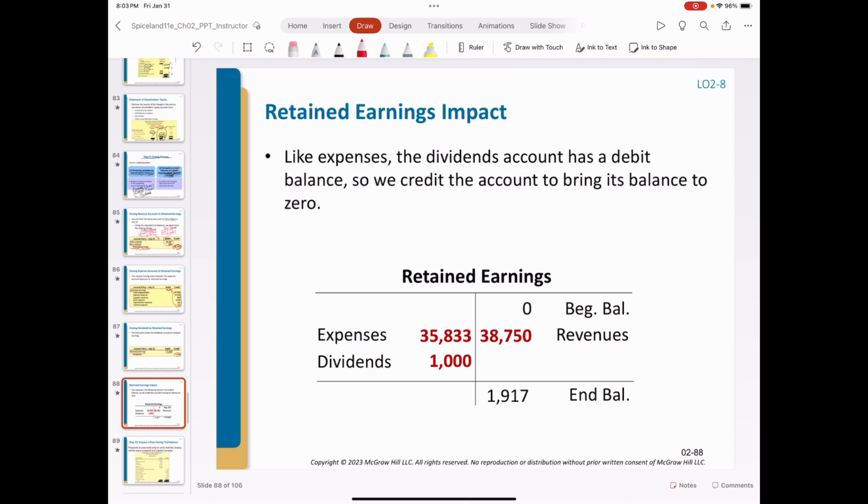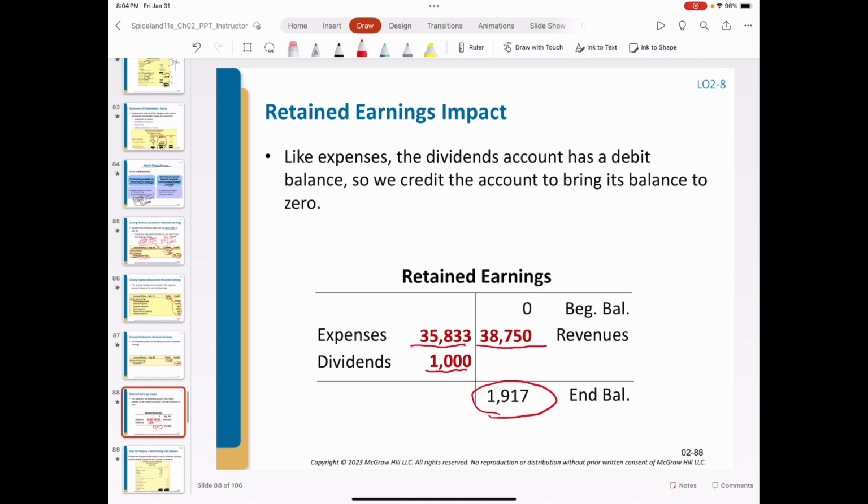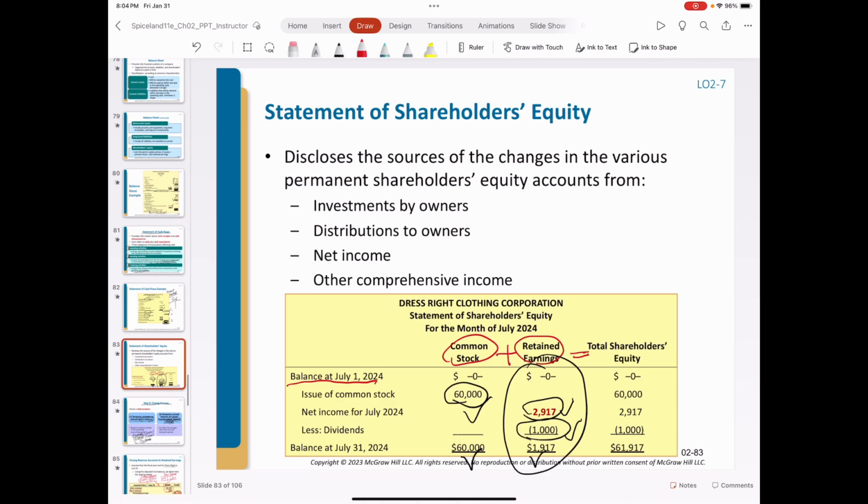In summary, when we close these 3, we credit retained earnings and debit revenue to close revenue. We debit retained earnings while crediting all the expenses to close expense accounts. We credit dividends and debit retained earnings to close the dividend account. Finally, the retained earnings is 1,917. It is just equal to the number we got from the statement of retained earnings.